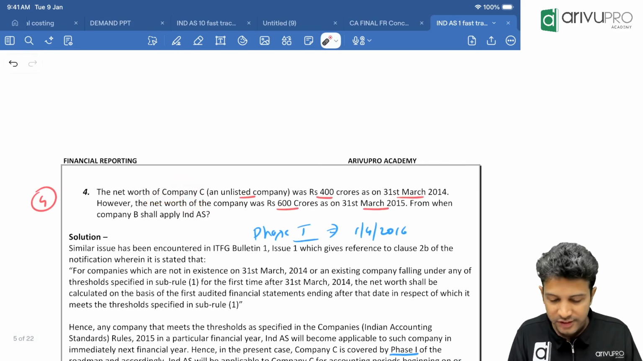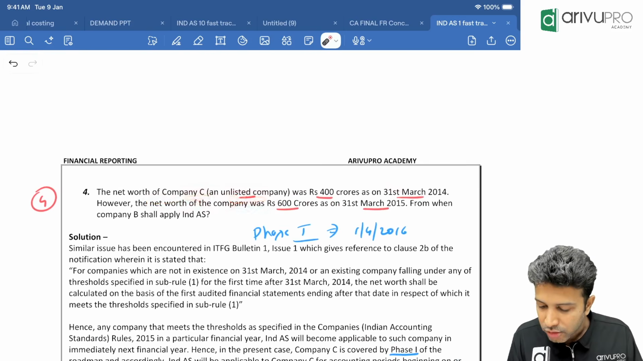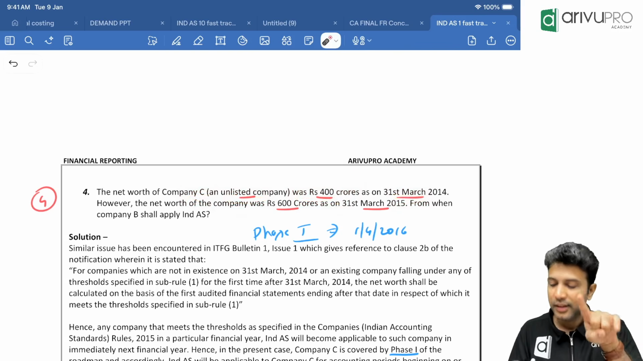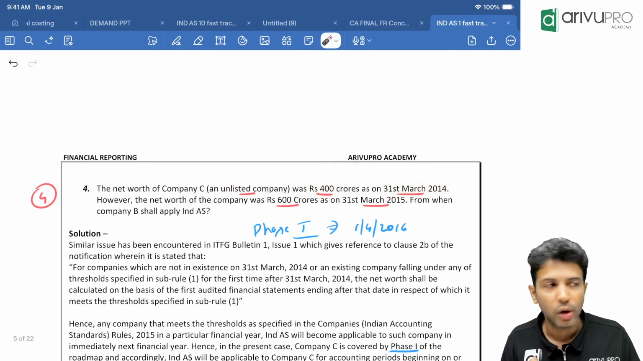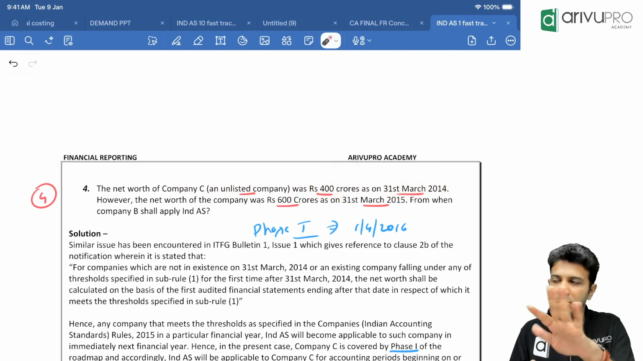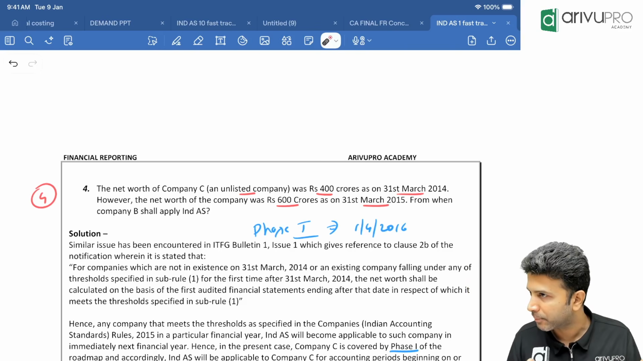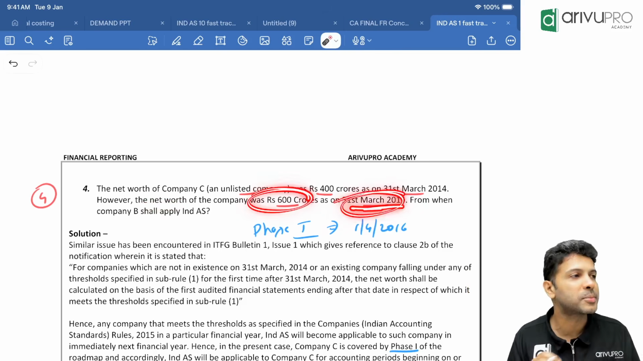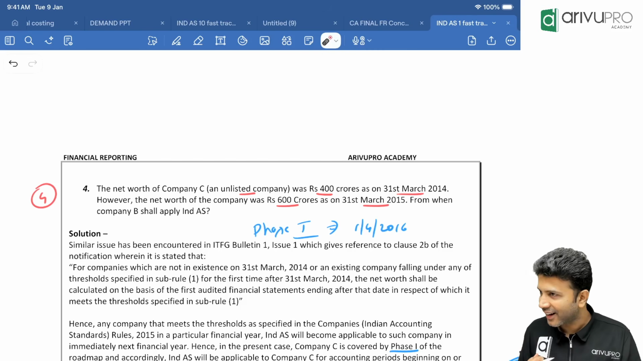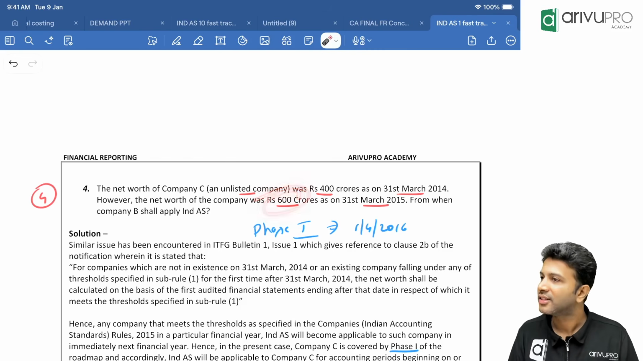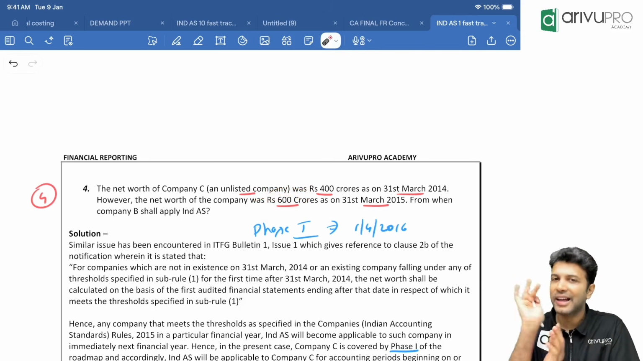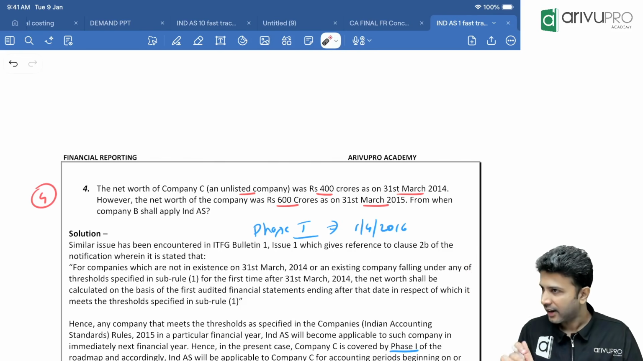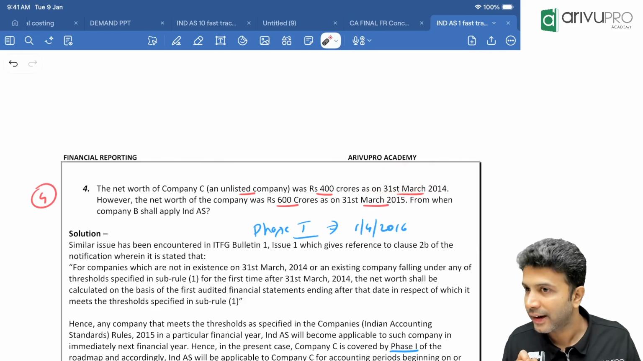Net worth of C Limited. It's an unlisted company. On 31st March 2014 the net worth is 400 crore. Is it 500 crores or more? No. That means they can't be under phase 1. Okay. Now check. However, net worth was 600 crore on 31st March 2015. Immediately next year, their net worth became 600 crore. Okay, hang on. This was a clarification given. All right. So, ideally, you are not a phase 1 company. Ideally, if you interpret. Why?